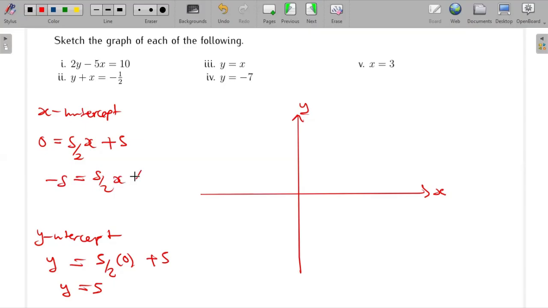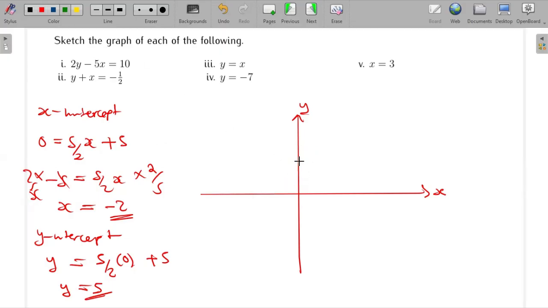Then I can multiply by 2 over 5 on both sides. There, 2 over 5. Then I get that x is equal to negative 2. So x gives you negative 2. So you have y equal to 5 and x equal to negative 2. So those are the points where this line is cutting.